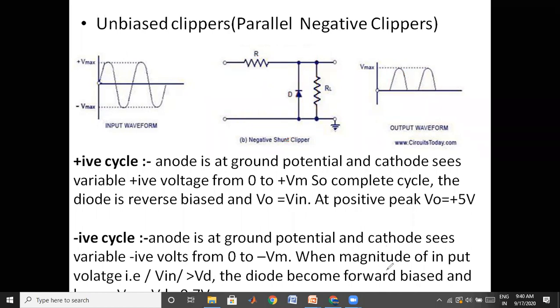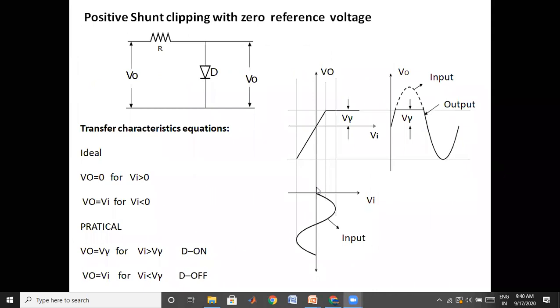Now we will discuss the transfer characteristics. This is a new concept. While seeing this diagram, you may get confused about what these lines are. That is nothing but the transfer characteristics. I am going to define transfer characteristics as a graph drawn between the input voltage and the output voltage.